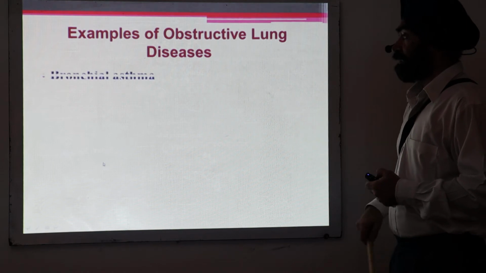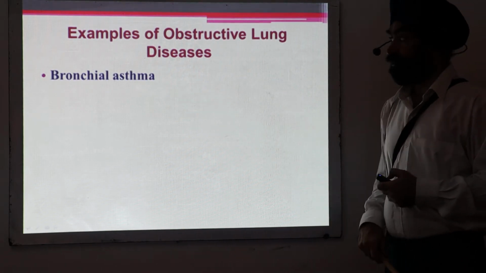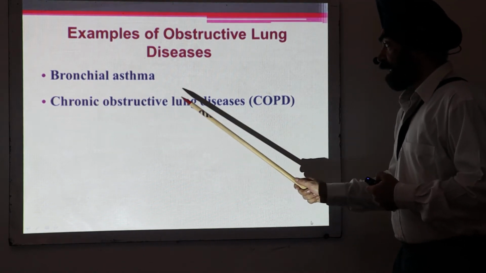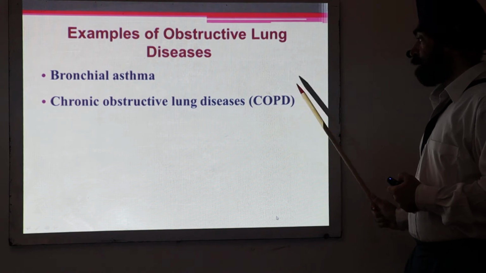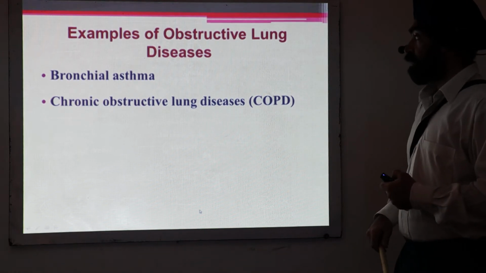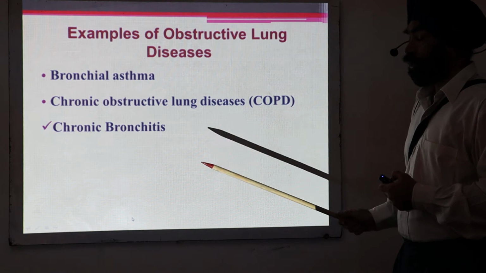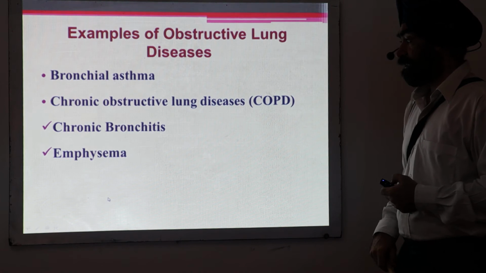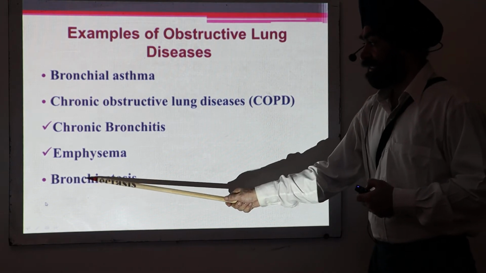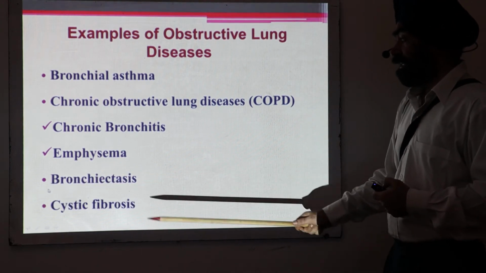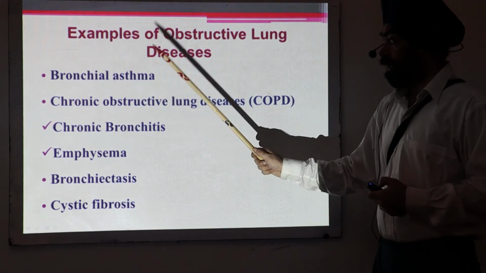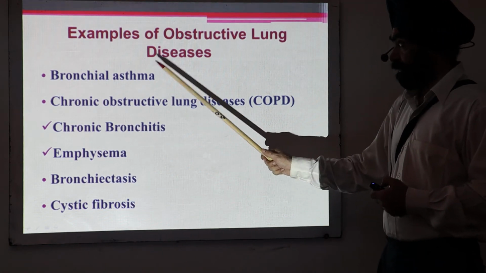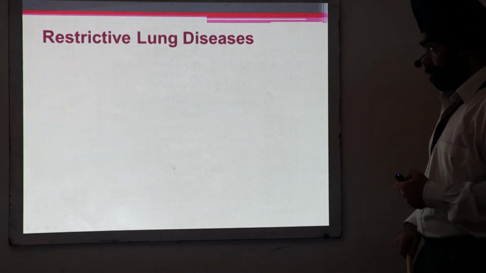So what are the examples? Bronchial asthma, a very common example of obstructive lung disease. Second, chronic obstructive lung disease, also called COPD, is another example. COPD is further of two types: one is chronic bronchitis and the second is emphysema. Some other examples: bronchiectasis is another obstructive lung disorder. Then cystic fibrosis. So asthma, COPD, bronchiectasis and cystic fibrosis are the examples of obstructive lung diseases.